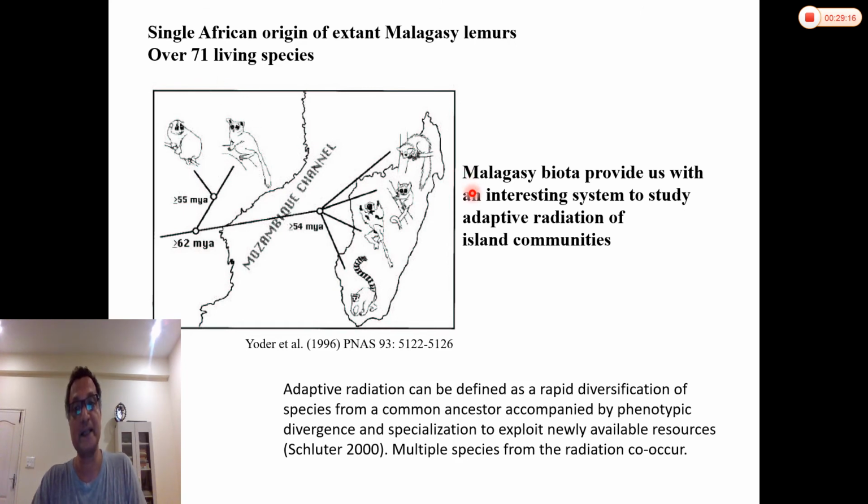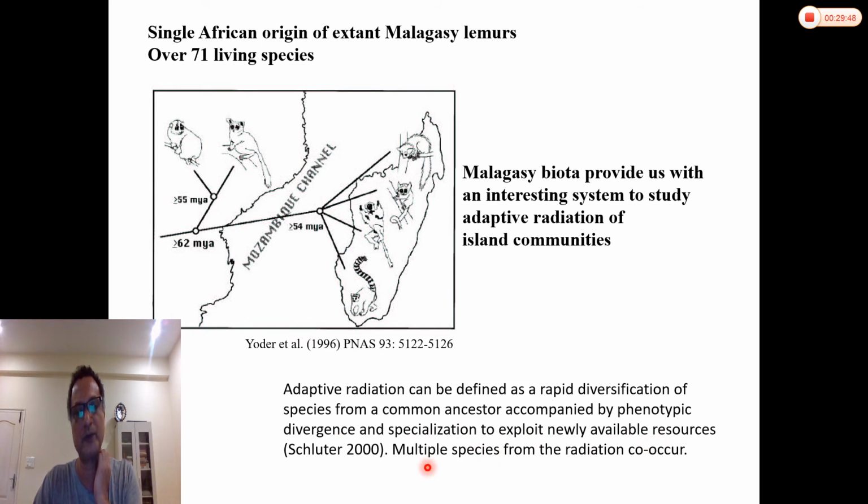So Madagascar biota provides us with an interesting system to study adaptive radiation of island communities. Now, what is adaptive radiation? As I said, I'll talk more about it in another talk. But for now, adaptive radiation can be defined as a rapid diversification of species from a common ancestor, accompanied by phenotypic divergence and specialization to exploit newly available resources.